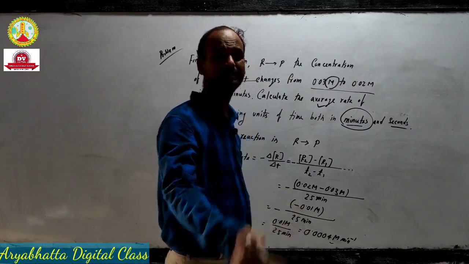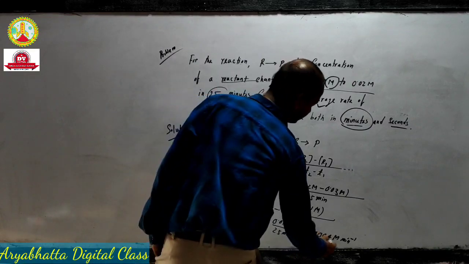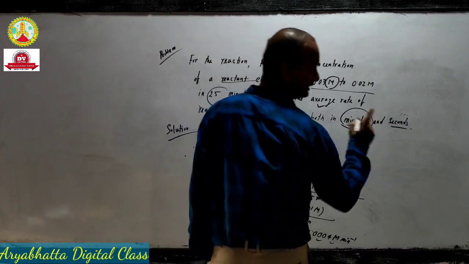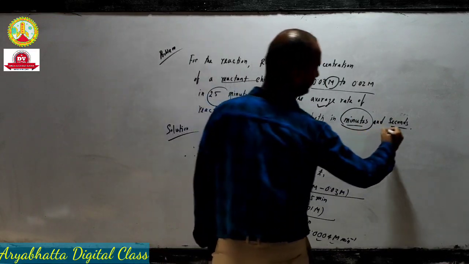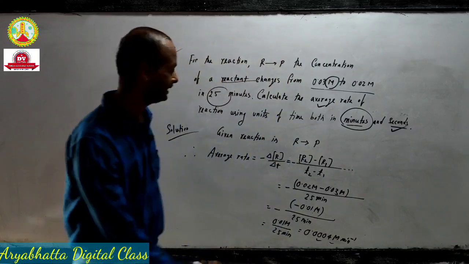And please check the answer. तुम लोग घर में आंसर चेक कर लेना. हाँ ये. Now let's see. And next part is what? Next part you have to calculate the average rate in second. तुमको second में भी निकालना पड़ेगा. ये देखो दो part है. Clear? Okay, now let's see.